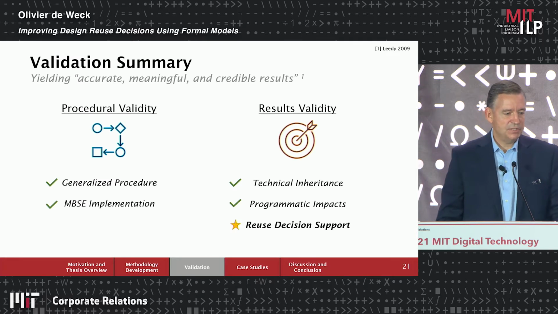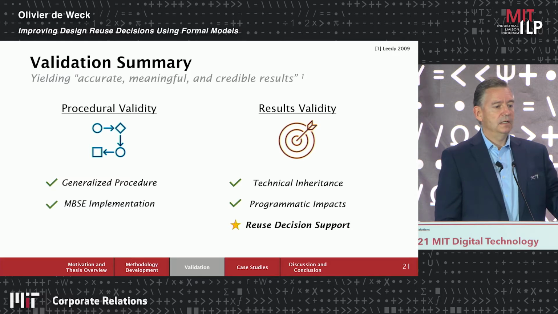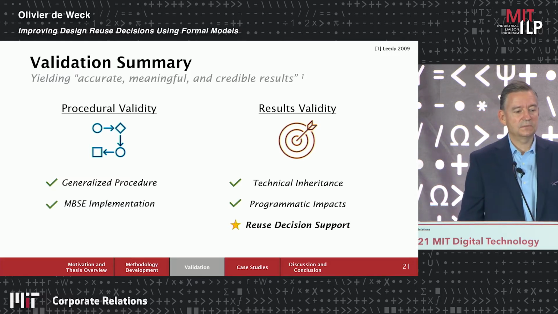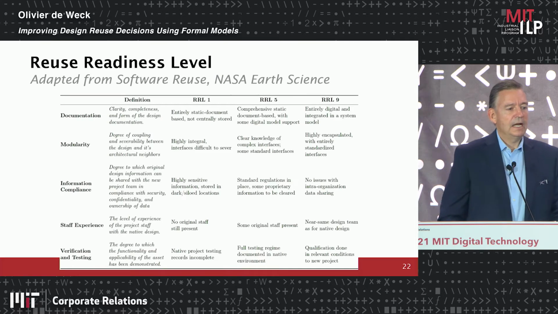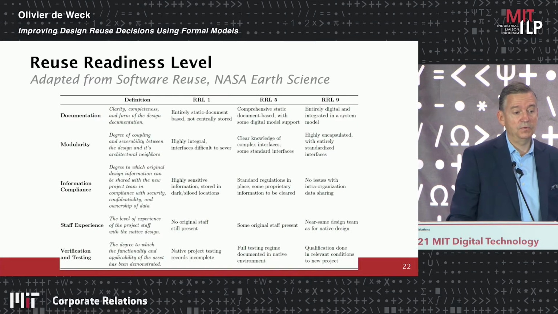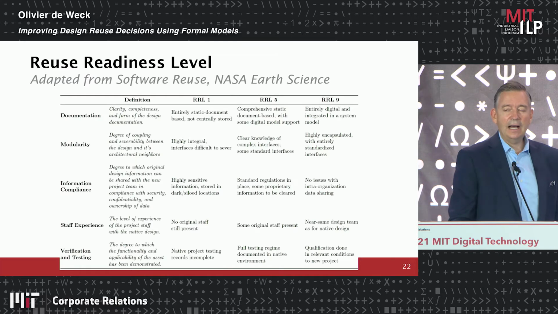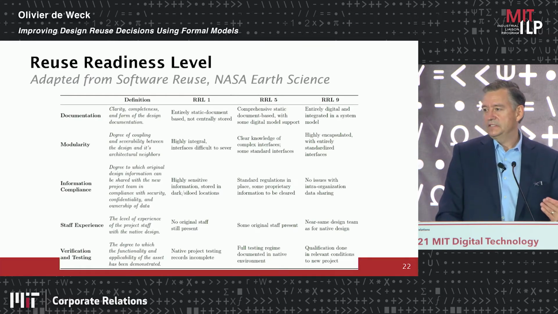So validation, we went through a pretty, I think, rigorous validation procedure, both of the validity of the procedure itself as well as the results. I should also tell you that there is an interesting scale that NASA uses called the Reuse Readiness Level Scale. And it looks at these aspects: documentation, modularity. Professor Nick Roy, who spoke before me, talked about the importance of modularity. So is your design clearly modularized? Information compliance. How experienced is your staff? Is your staff of the right level of experience to actually do the reuse?